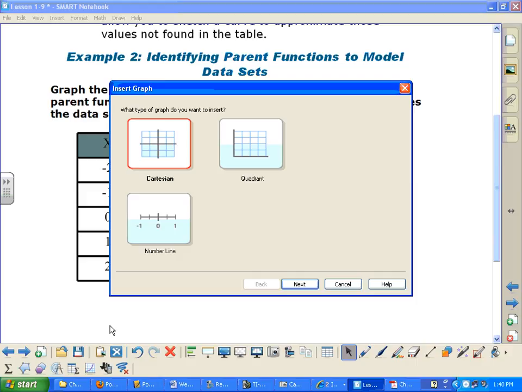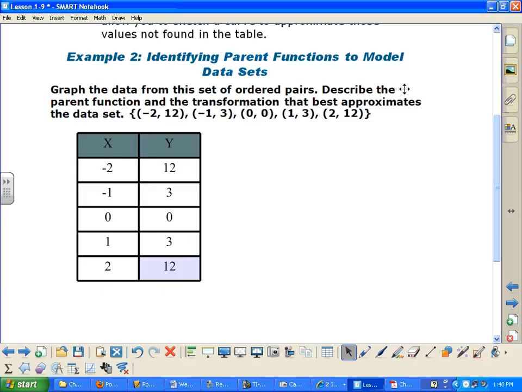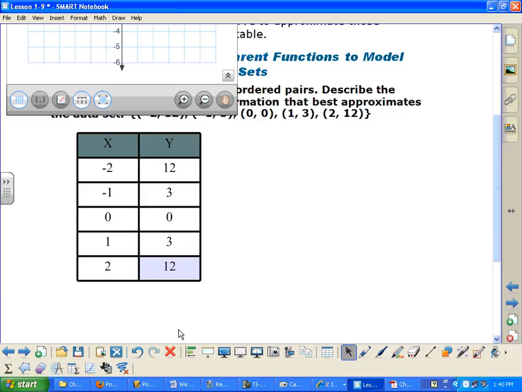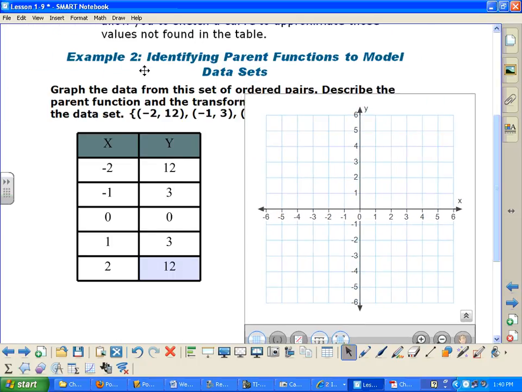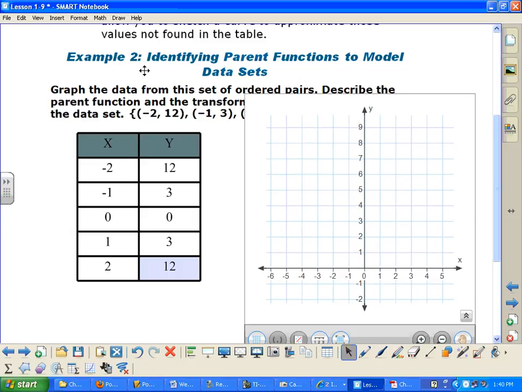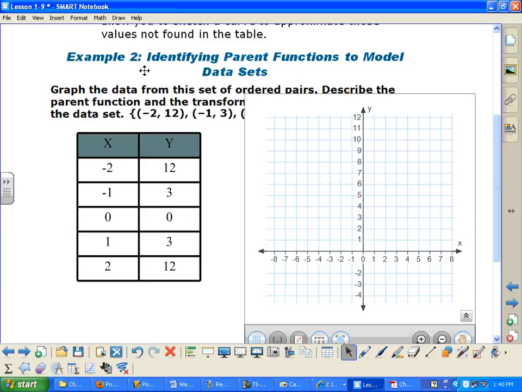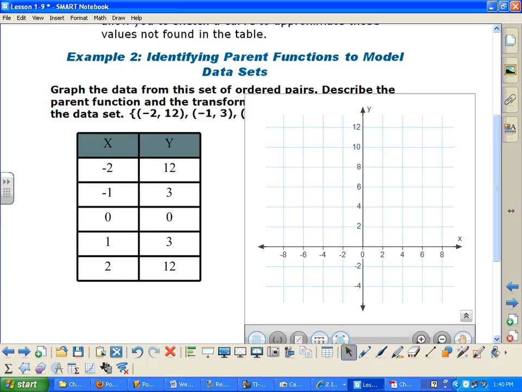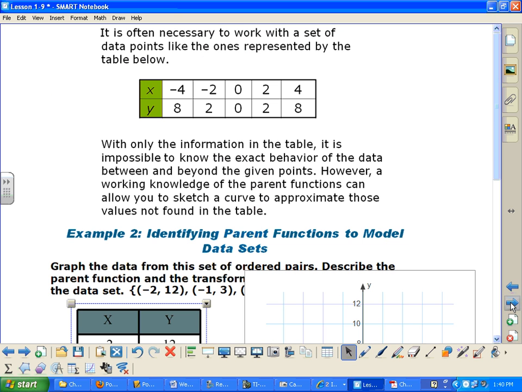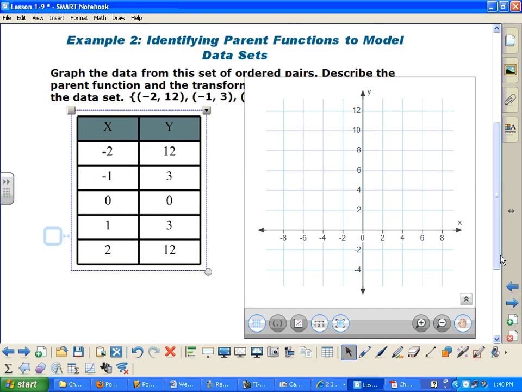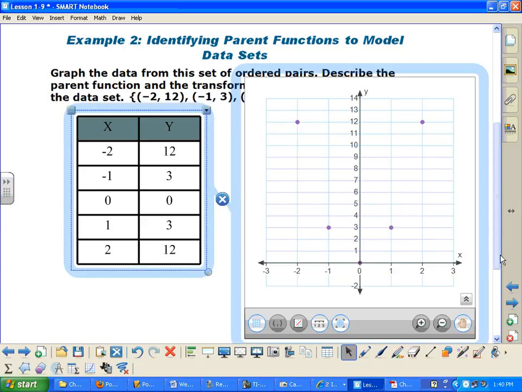And I'm going to graph that. My graph's not big enough, is it? All right, so let's see. Let's pull this down here. Okay. There we go. All right, so there's my points.